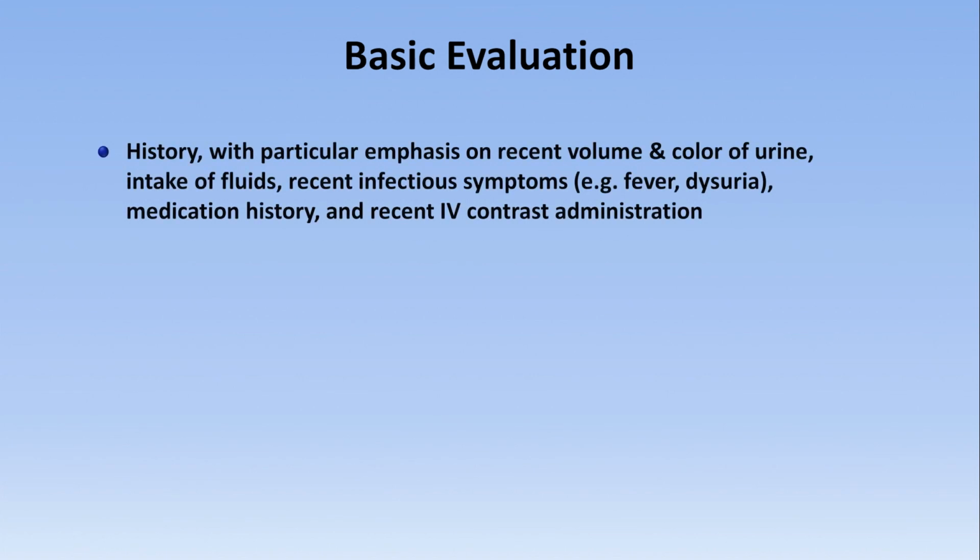So how does a physician go about determining which of the etiologies of AKI is most likely in a particular patient? With few exceptions, there is a list of diagnostic evaluations which should be undertaken in any patient presenting with AKI. They include the history, with particular emphasis on recent volume and color of urine, intake of fluids, recent infectious symptoms such as fever and dysuria, medication history, and recent IV contrast administration.